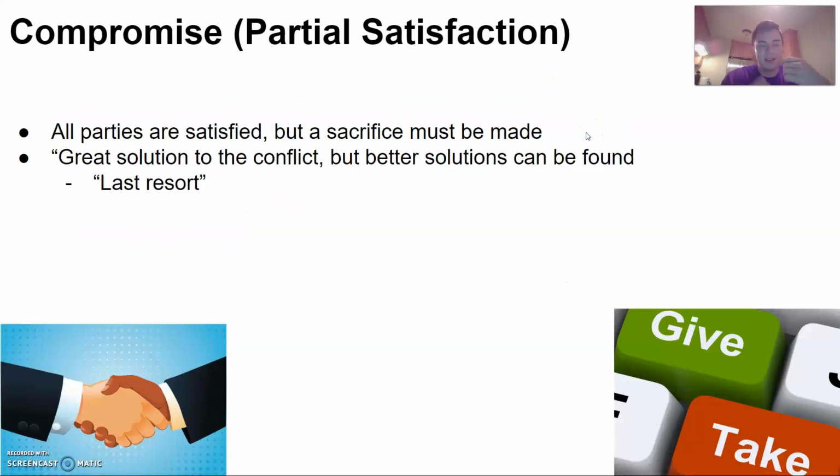So moving on, there's the compromise style of conflict, there's the partial satisfaction. There's not a lot to this because it kind of dives deeper into the last style of conflict. This is where all parties are satisfied, but a sacrifice must be made. And it's a great solution. Compromise style is a great solution to the conflict, but better solutions can be found.